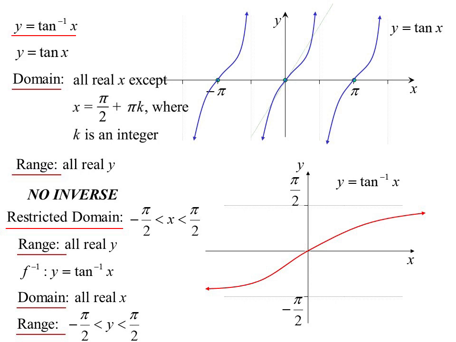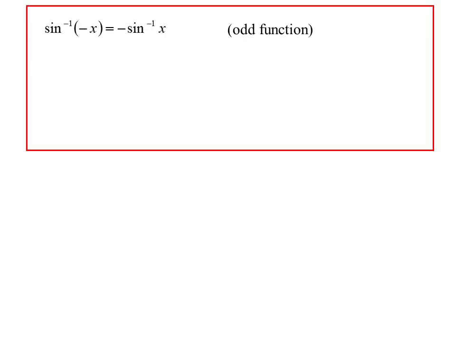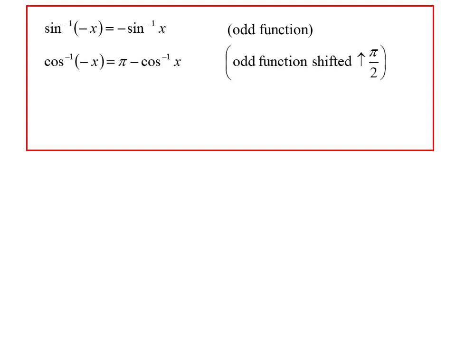What can we use these graphs for? We can see things now. Well, because inverse sine is an odd function, that means inverse sine of -x must be the negative of the inverse sine of x. So that comes from the fact that it was an odd function. Inverse cos is a little bit different because it's not odd or even. It ends up being this relationship: the inverse cos of -x equals π minus the inverse cos of x.